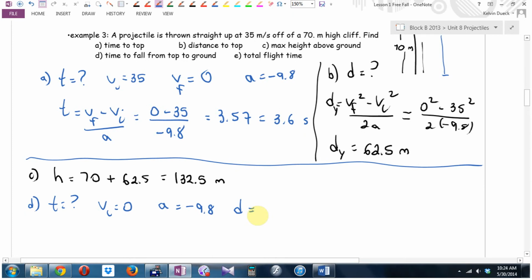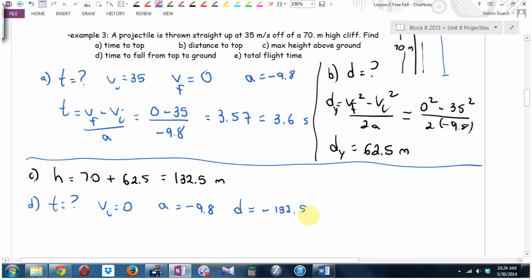132.5 is incorrect. Why would it be negative? Are we ending up above or below from where we started? So would you like to modify your answer, Olivia, my love? Negative 132.5. Brilliant. I knew I could count on you to see the light.